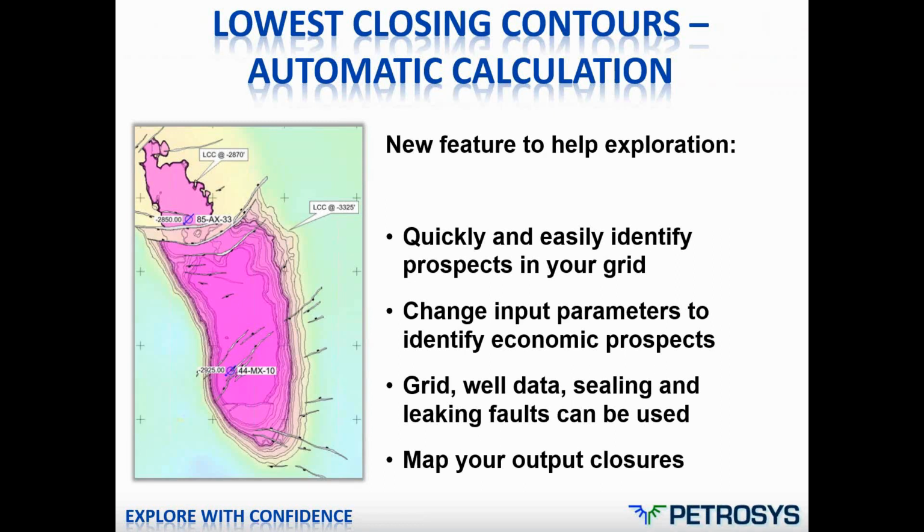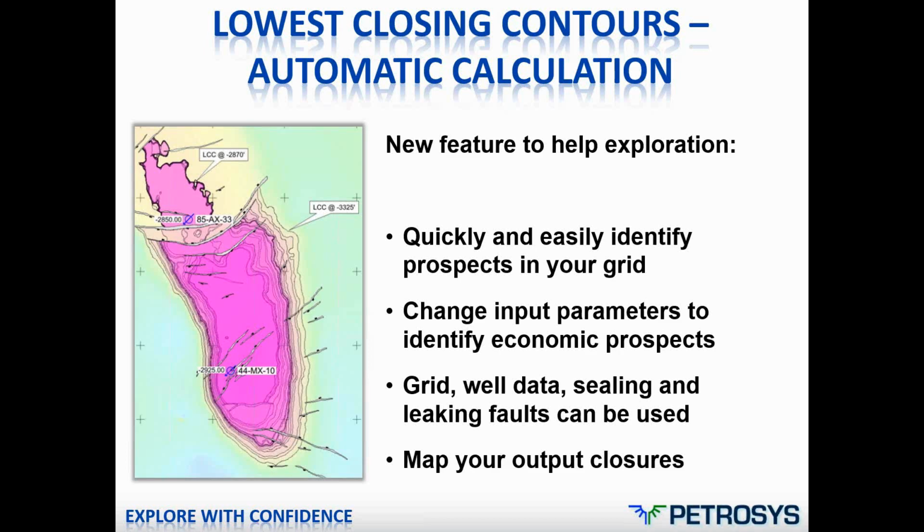Client feedback has identified prospect generation as an important part of the exploration process. Surface modelling has a new option to automatically calculate the lowest closing contour to help identify prospects within your grid. Input parameters such as the minimum viable area and the column height can be used to define whether prospects will be economic or not. The only essential input is a grid. This can be in Petrosys grid format, or it could be a grid coming from a direct connection.